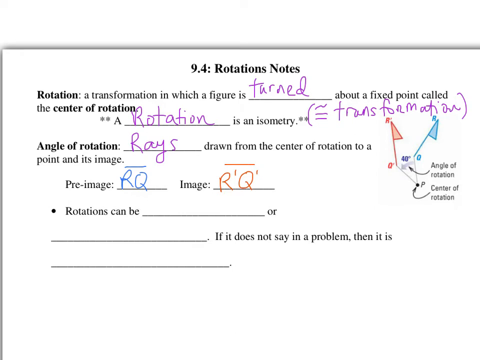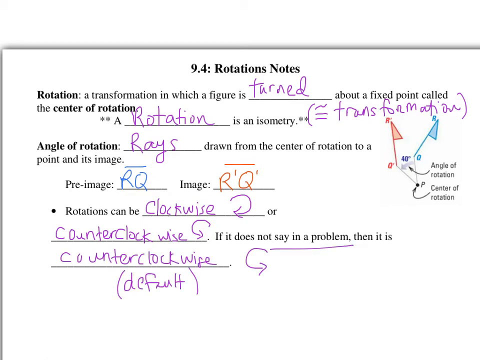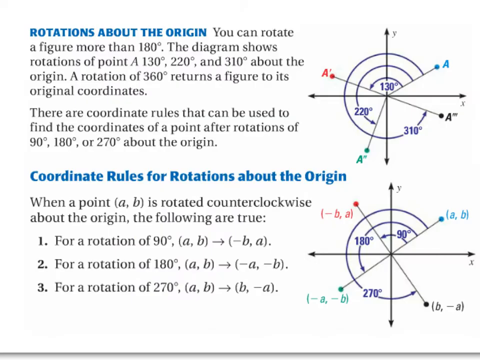Rotations can be clockwise, which is towards the same way that the clock moves around, or counterclockwise, which would be the opposite direction. And in this unit, if it does not say, the default is going to be counterclockwise. This is one section that you want to make sure you mark correctly.